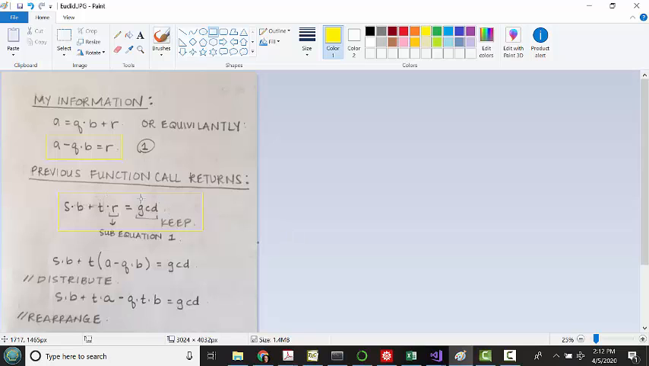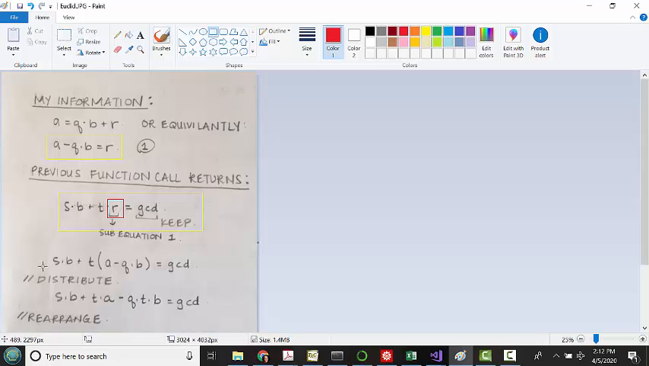Now, the GCD is being passed up along each function call. The GCD of one level is equal to the GCD of the next level is equal to the GCD of the next level. So the GCD, we're just going to keep that. Whatever the GCD is just gets passed from one function call to the next. But we need to update this s and this t value appropriately. And the way that we're going to do that is to get rid of this r value by substituting this yellow equation in here for this r value, and then doing some arithmetic.